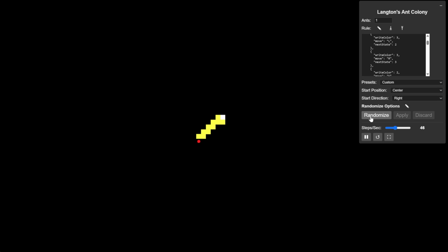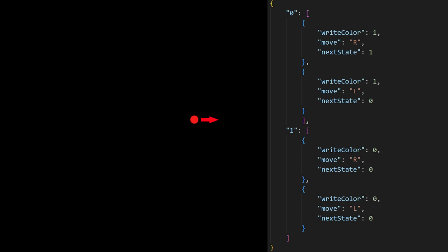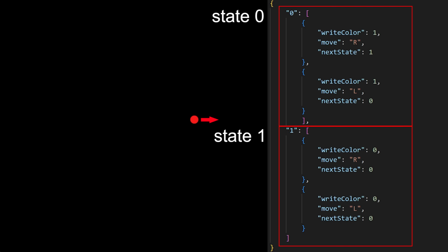So it won't always do the same thing when it's on the same color, because it can be in a different state of mind. Here is some state machine logic written as a JSON object. It has 2 states and can read and write 2 colors, black and white, just like before. Each state has its own set of actions for each color.